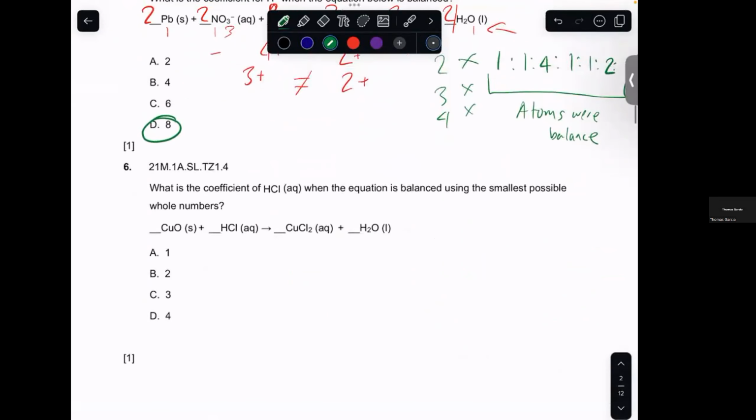Moving on to number 6. What is the coefficient of HCl when the equation is balanced using the smallest possible whole numbers? This one is not too bad. I noticed 2 chlorine here, so I'll put a 2. And then that will balance out the chlorines, and that will balance out the hydrogens. It's just B. All you had to do is put a 2.